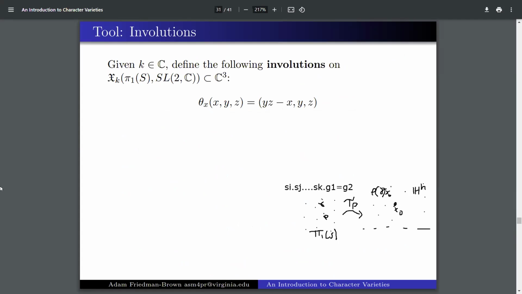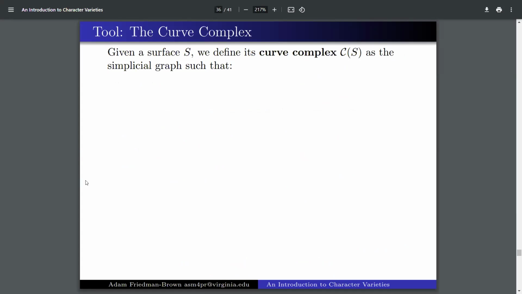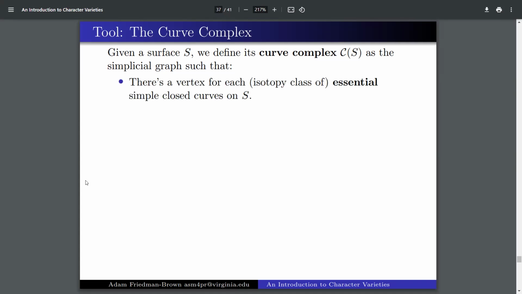All right. And now on to the final couple of things. The final thing I'm going to talk about today is the curve complex. This is another application of involutions and is used in many proofs of proper discontinuity on open domains of discontinuity. Given a surface S, we define its curve complex to be a simplicial graph.